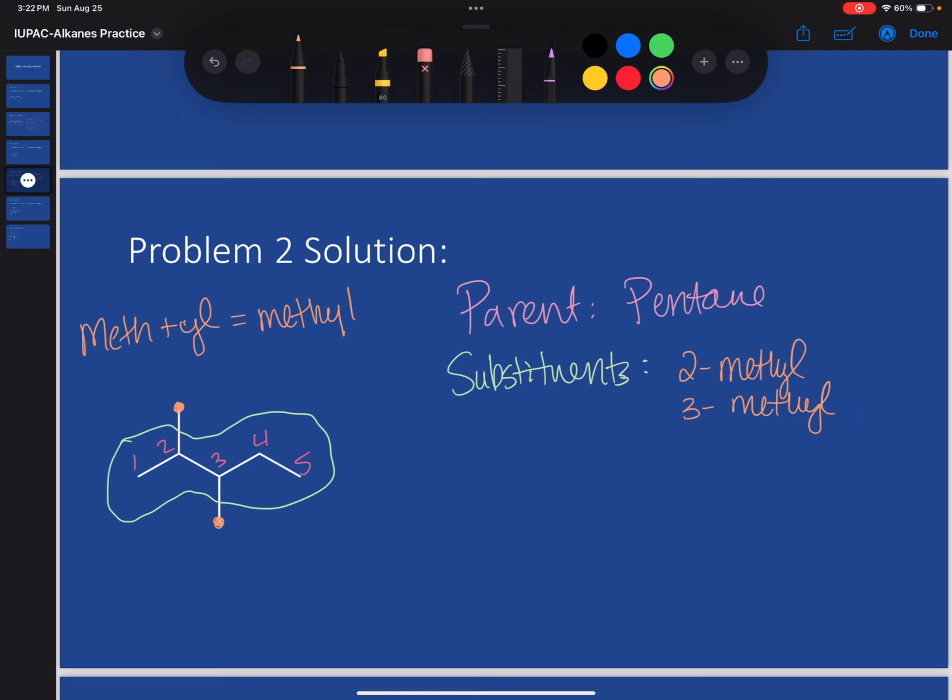And with this, I've identified all the components of the structure, so I want to combine my name. Notice that we have two substituents that are the same, so I need to add a numerical prefix to this. I'm going to combine these two, and I will get 2, 3. Since there's two of them, I need to use di, methyl, and that will be how I name my substituents. The 2 and the 3 are telling you exactly where they are located on your parent chain. The di is the only thing that tells you how many methyl groups there are.